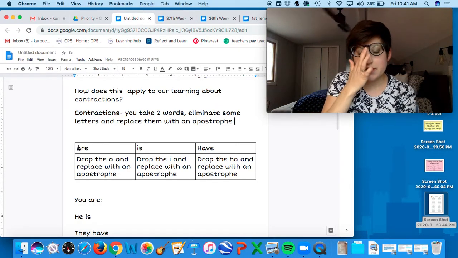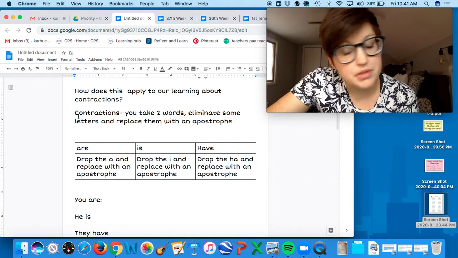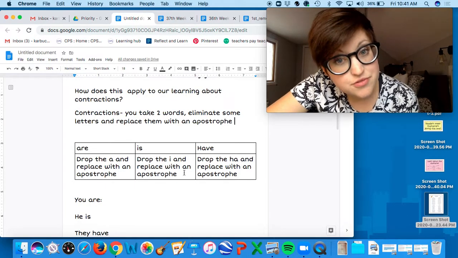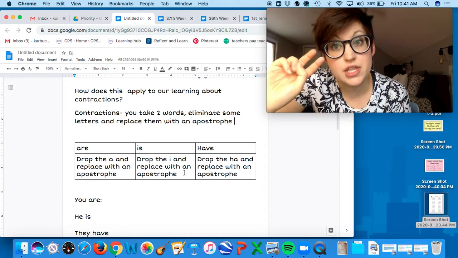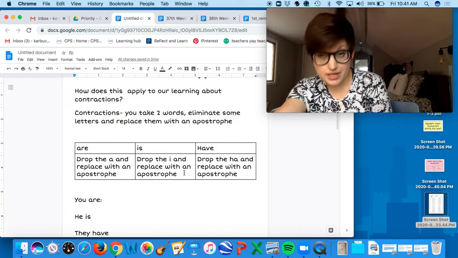Our next one is is. All you have to do with this one, again, is drop the I and replace it with an apostrophe. Easy schmeezy. And our last one is have. This one, you have to drop the H and the A and then replace it with an apostrophe. And then you're left with a VE at the end.